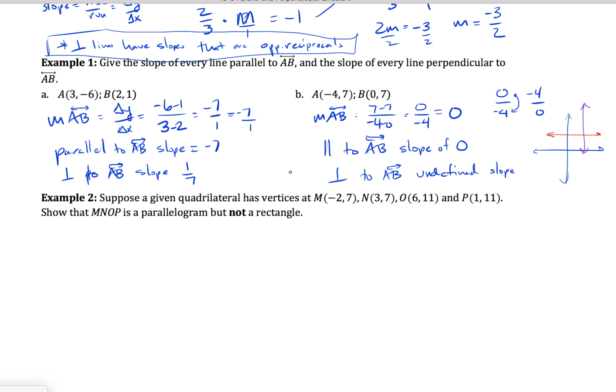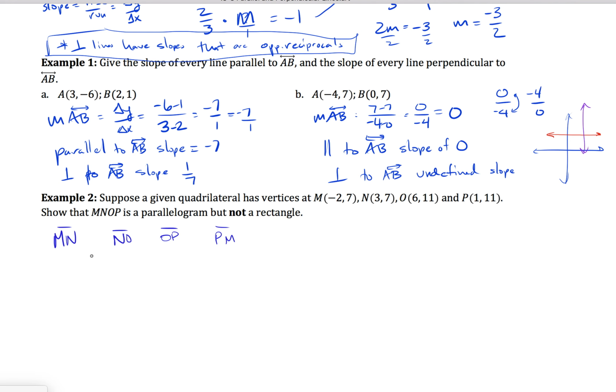Okay, one more example to take a look at. Example 2. Suppose a given quadrilateral has vertices at (-2, 7), (3, 7), (6, 11), and (1, 11). Our job is to show that MNOP is a parallelogram, but not a rectangle. Well, if we think about the topic of this video, we know that parallelograms have opposite sides that are parallel, right? So let's first show that the opposite sides of MNOP are parallel. Let's find the slope of segment MN, of segment NO, of segment OP, and of segment PM, right? That would be the 4 sides of this parallelogram.